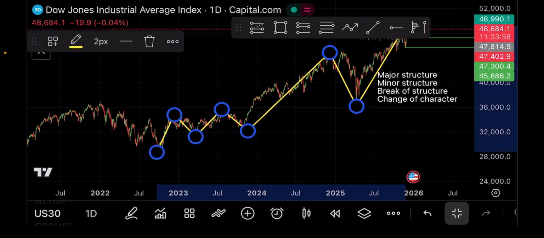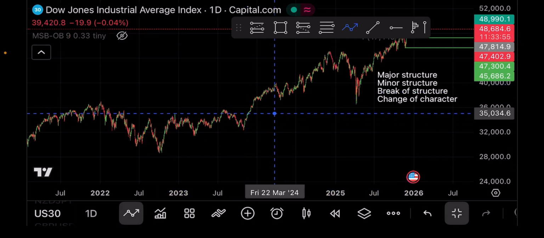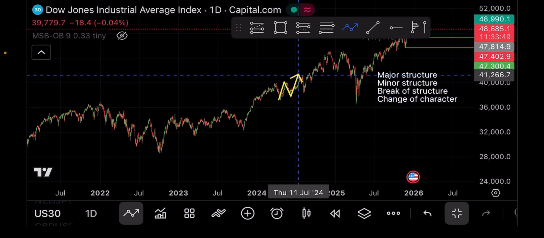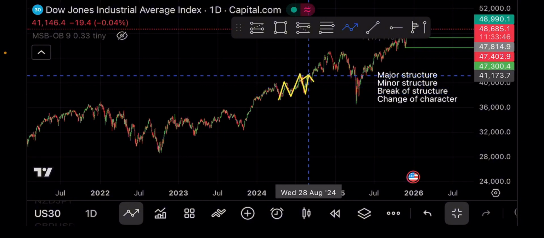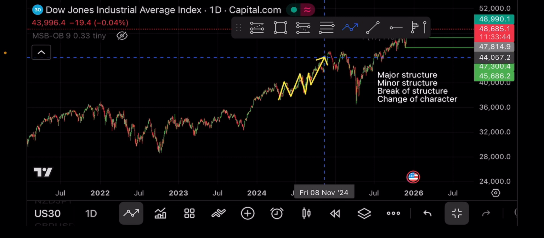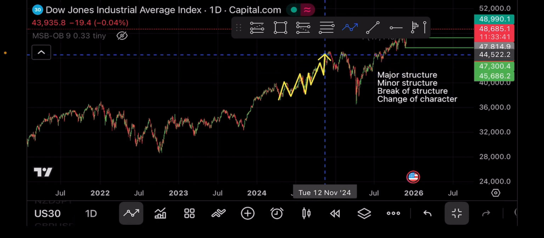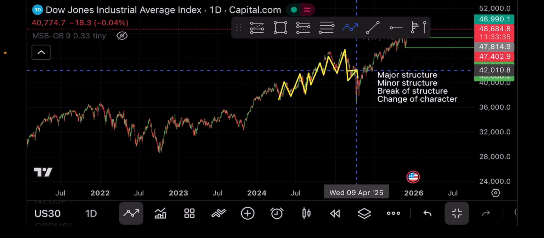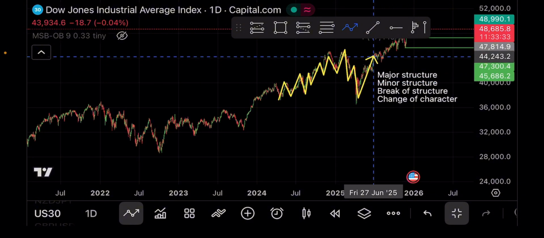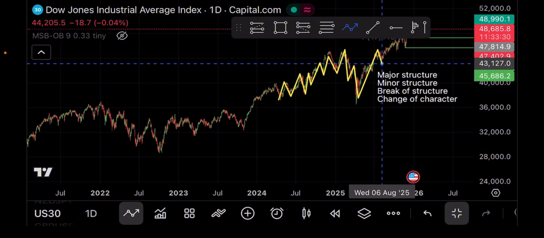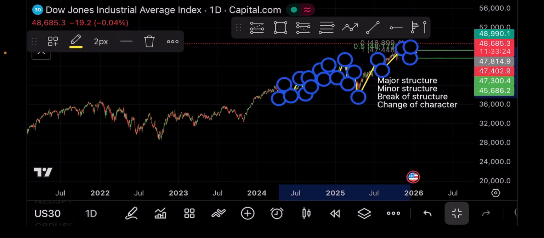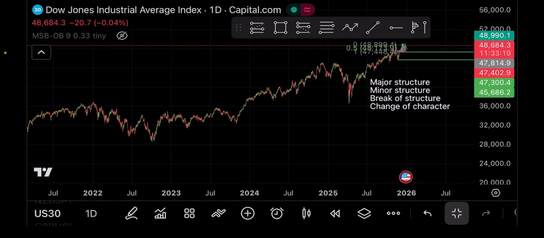Then minor structures are these tiny ones that you can see. As an example, these ones. They are not major. They can still be manipulated, because it's not clear. It's just a lot of noise everywhere. Yes, we can say it's going high, but it doesn't make any sense. You see that there's really no structure to it. It's just noise. So that's it for major and minor structure.